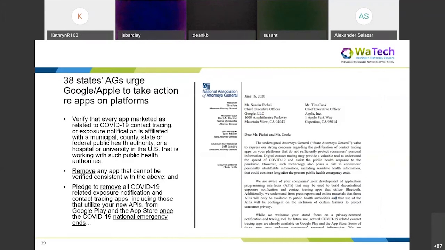They want them to remove any apps that don't meet the above criteria in terms of public health authority affiliation, and then also pledge to remove any of the apps after the national emergency ends. So that is also available online if anybody's interested in reading the letter. I will point out that Washington State did not sign this letter.